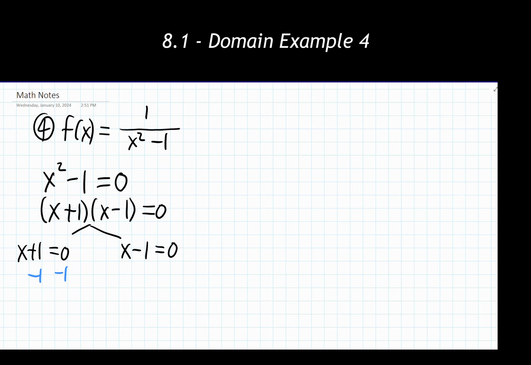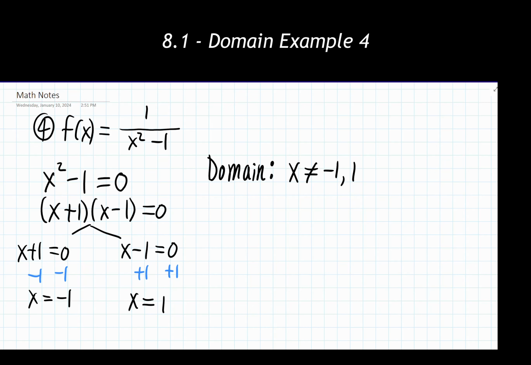So for our first one, we're subtracting 1 on both sides, getting x is equal to -1. With the other one, we're adding 1 to both sides, getting x is equal to +1. So again, bringing it all together, we're listing out our final answer for our domain: that x cannot equal -1 and +1.